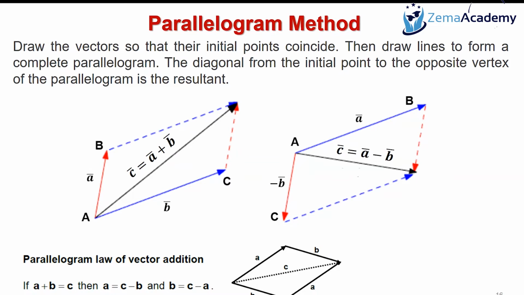The opposite is a similar situation, when one of the vectors has a different direction than the first vector. So in this case, as you can see, C is equal to A minus B, and this minus sign is because of the opposite direction of the vector B.